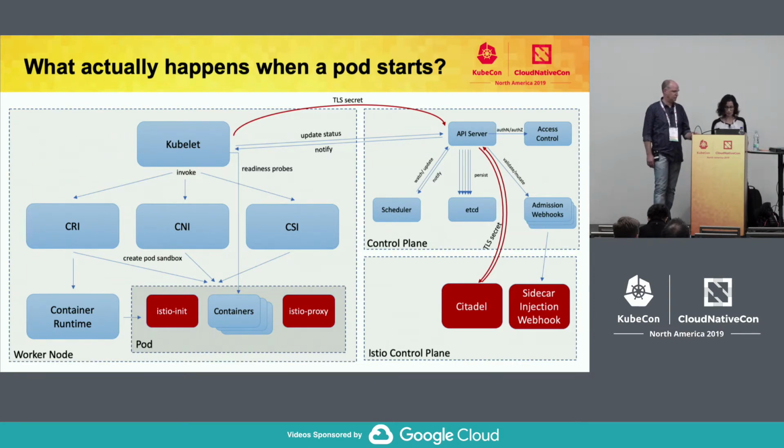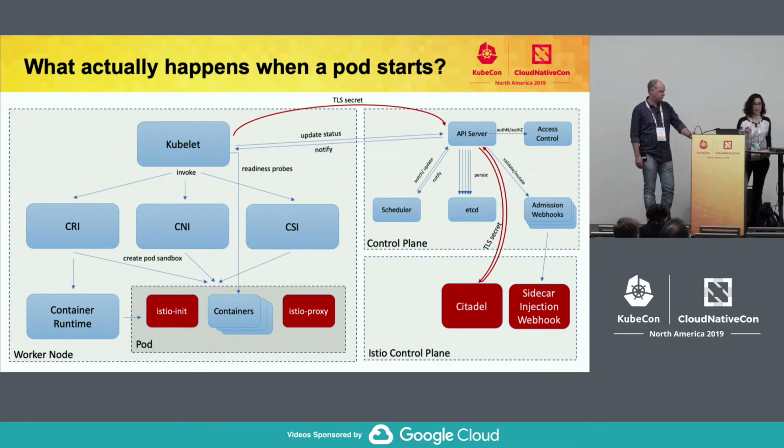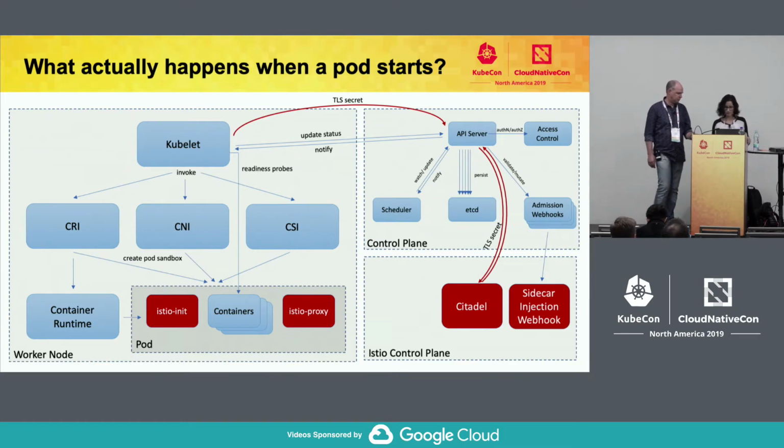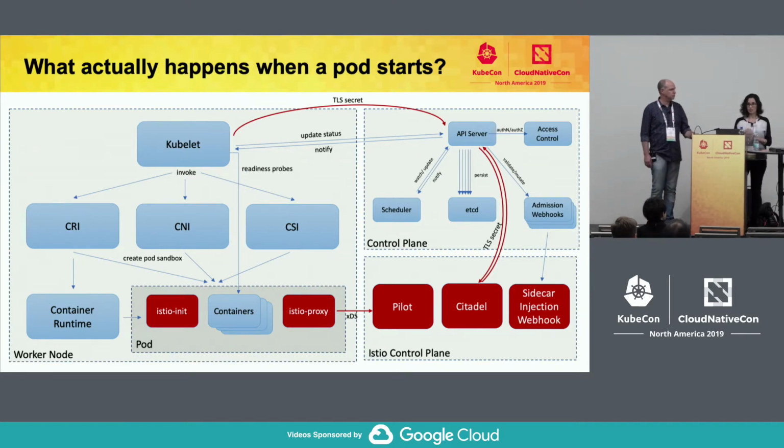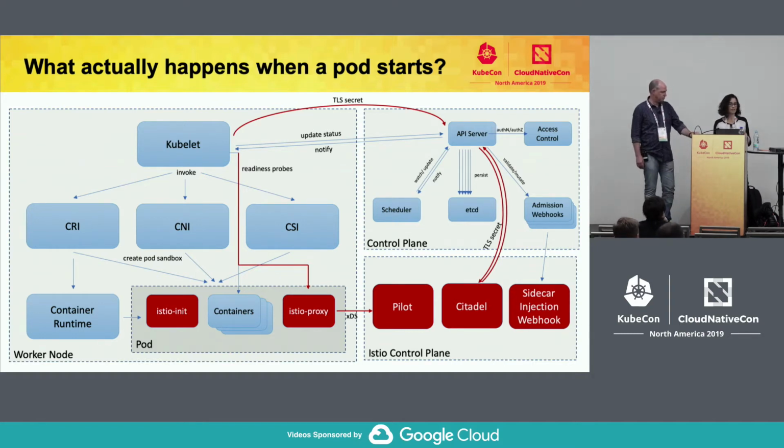And Istio proxy. This is a container that is being added to the pod and is actually running Envoy, the sidecar proxy in the pod. This Istio proxy is getting all the configuration from the pilot, so it's communicating with the pilot using the XDS interface. And whenever it has all the configuration, it's using the readiness probe to inform the kubelet that the pod is ready and it can start getting requests.